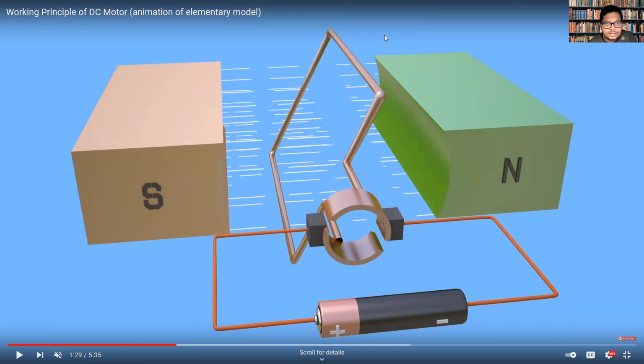The reason is the following. Here, the slip rings, that is S1 and S2, have lost contact. The current stopped when the slip ring rotated and lost contact. Any questions?